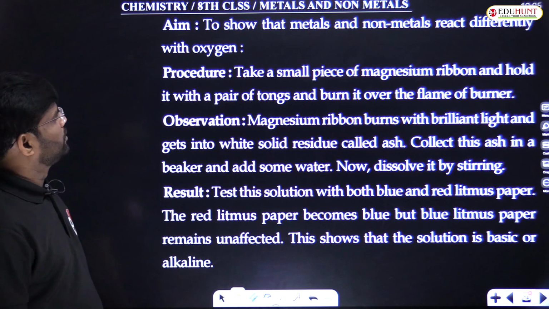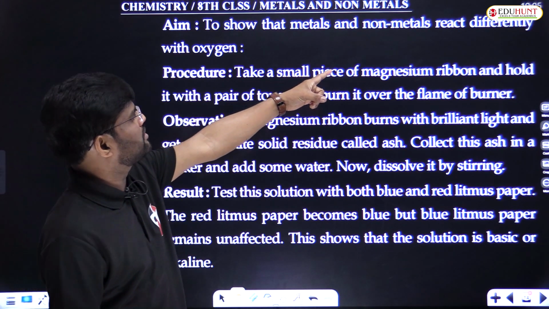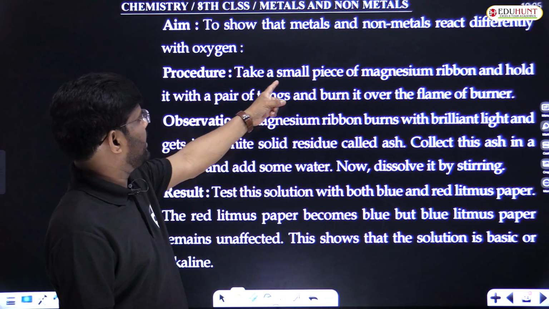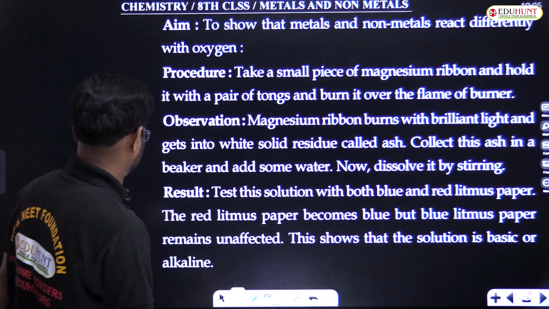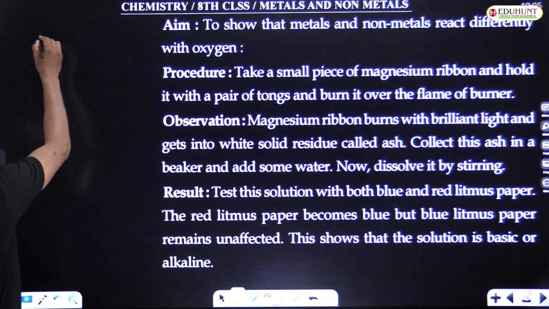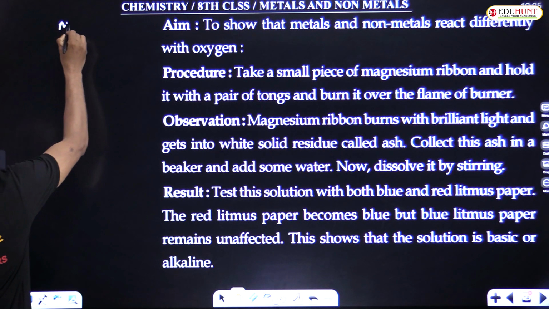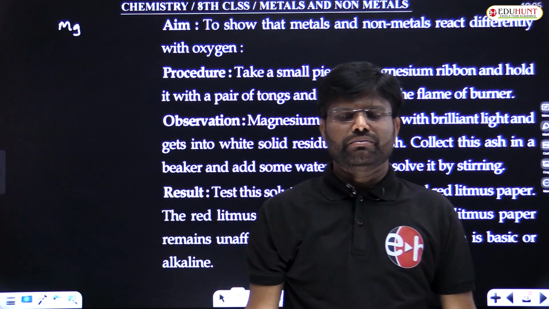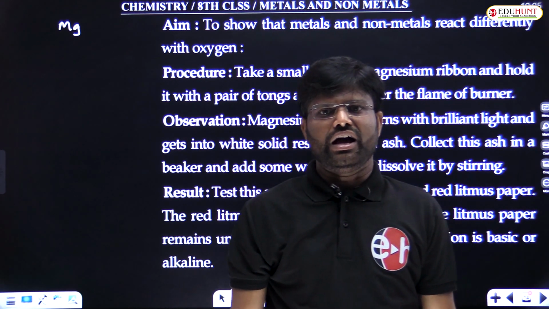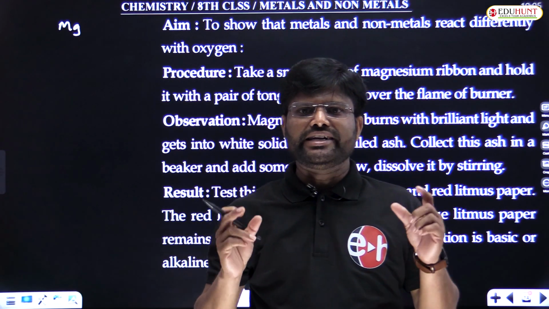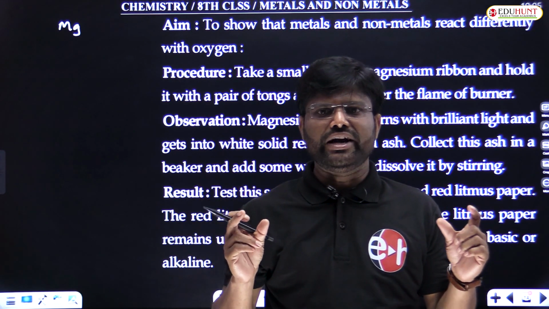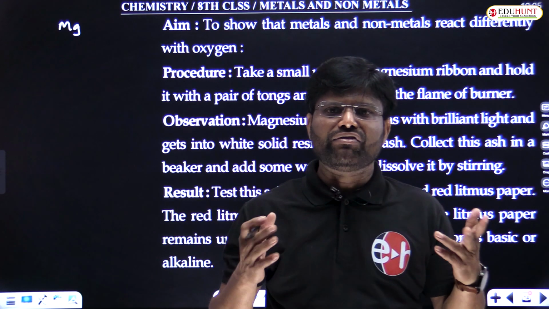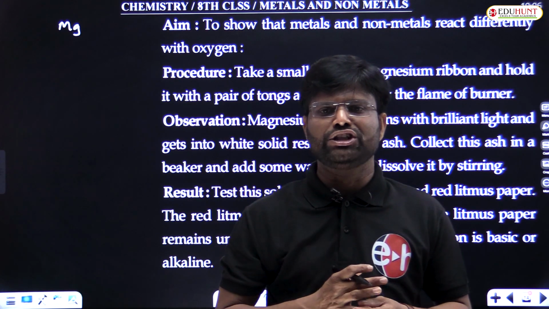Next one. To show that metals and non-metals react differently with oxygen. Take a small piece of magnesium ribbon. Magnesium burns in the presence of oxygen and produces a white dazzling flame. White dazzling flame means a brilliant white color. Then after that it forms ash of magnesium oxide.